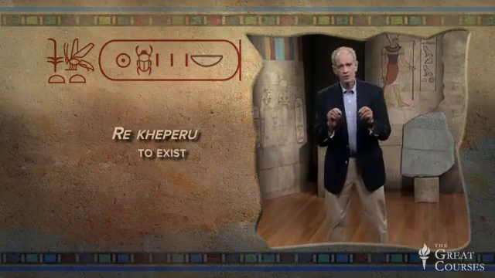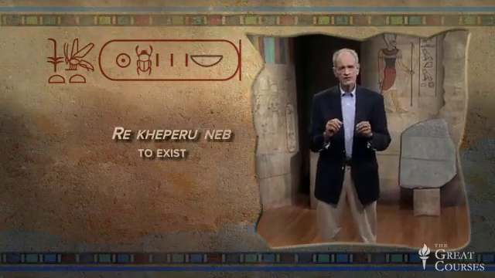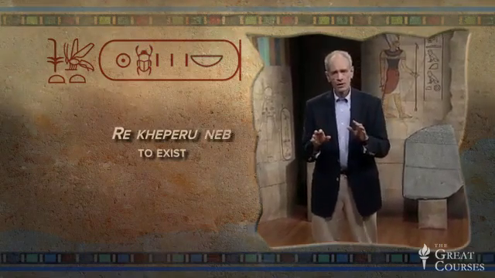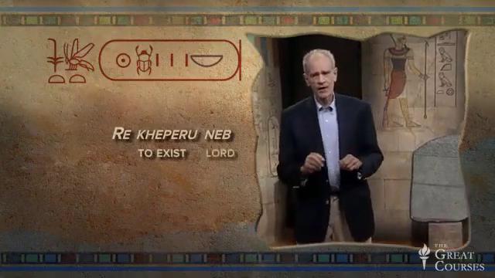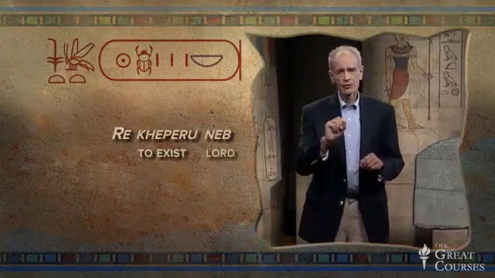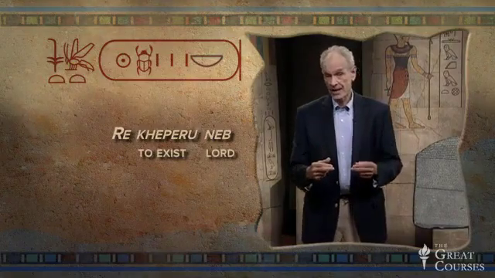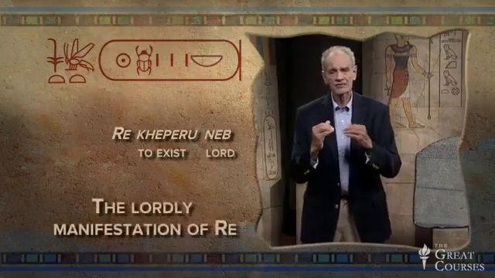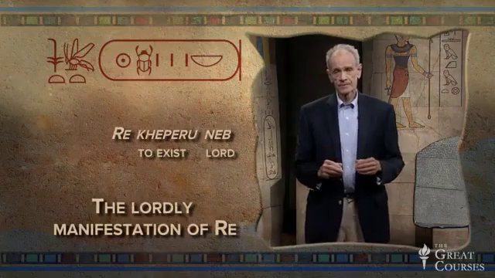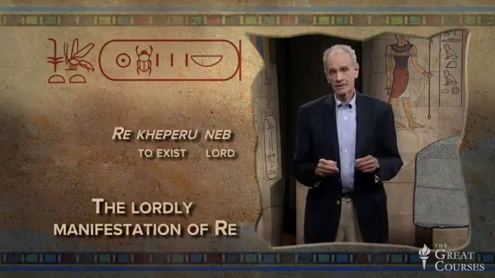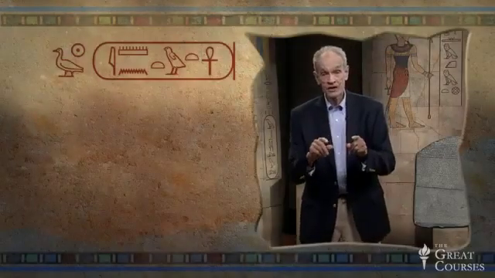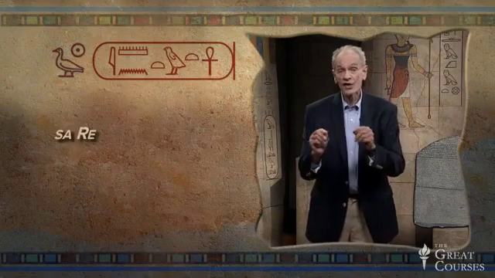Then the semicircle biliteral, neb, is not a problem. It means all, but also Lord. Here, Lord is probably the best. So neb keperu re is often translated as the lordly manifestation of Re. This name, of course, is not the Tutankhamun name. That's the next one, the nomen, the one preceded by Sa-Re, the son of Re.